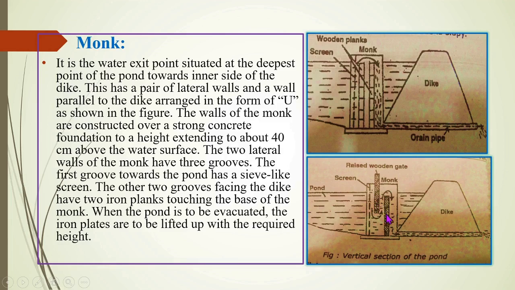The second and third grooves are fitted with wooden gates or iron planks, and these planks are raised up for the evacuation of the water. Now the water comes out of the monk and enters into a drain pipe here, and finally it goes out. So that is about the monk operation. This monk is used to maintain the water level in the pond.